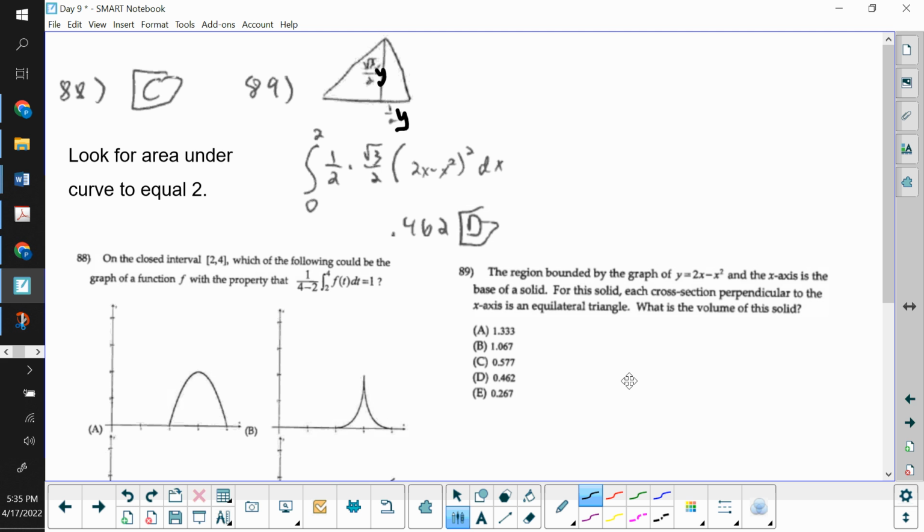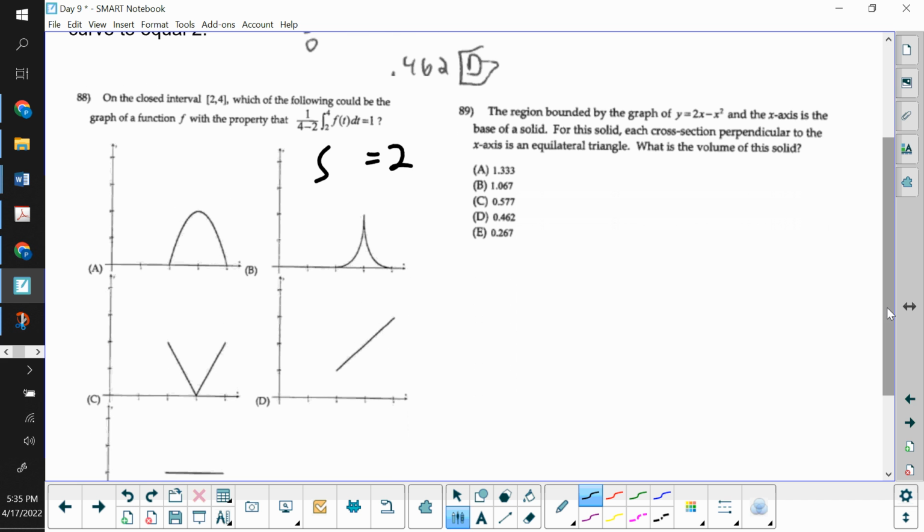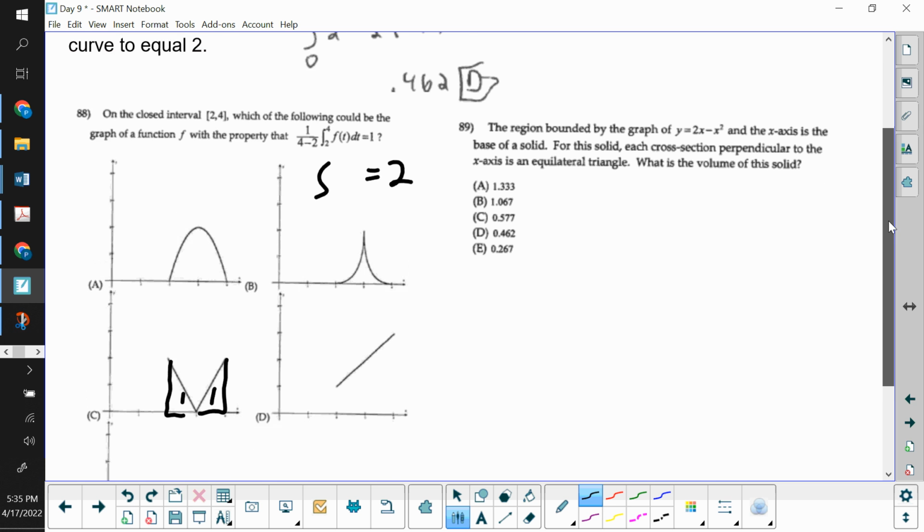So this setup is average value of a function. Out front we'll have 1 over 2. Multiply both sides by 2, and then it'll just be our integral is equal to 2. So really we just want to see which of these will have an area of 2 on the interval from 2 to 4. And in C, each of these are 1 by 2 triangles, so they'd have areas of 1. So when you put them together, you'd get an area of 2. So choice C.